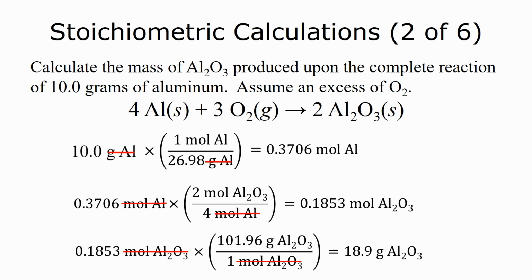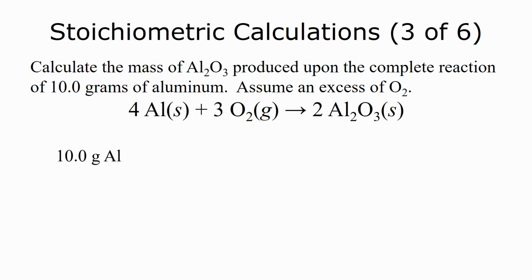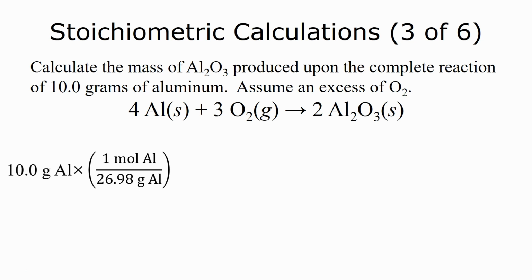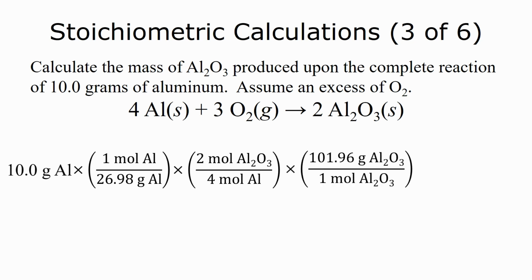In this case, moles of aluminum oxide cancel each other, leaving us with grams. Now, this was a step-by-step demonstration. However, this can be done all in one line. For example, we take our 10 grams of aluminum, convert it to moles of aluminum, convert moles of aluminum to moles of aluminum oxide, and then moles of aluminum oxide to mass of aluminum oxide. And if we check our dimensional analysis, everything turns out right. We have grams of aluminum oxide as our final units.